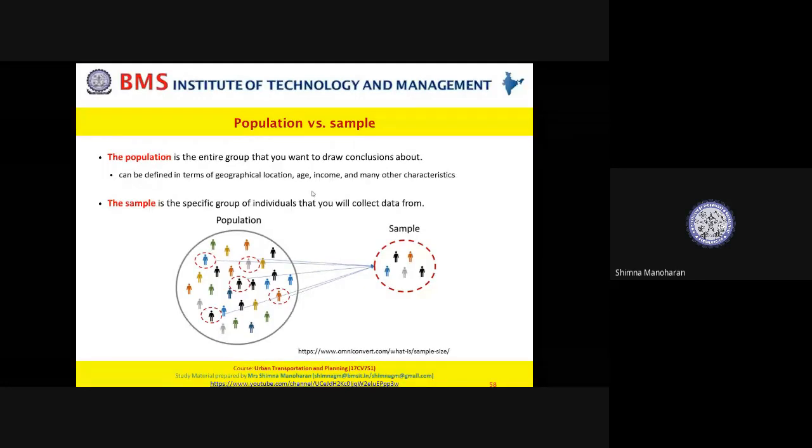That will be a population based on income. If you have to study how the ownership of a house depends on the income, you will be considering a certain income group, and many other characteristics, like gender. You may have to study the number of female researchers or women entrepreneurs. In that case, the population will be only women, right?